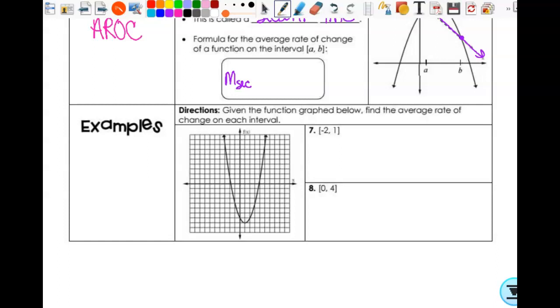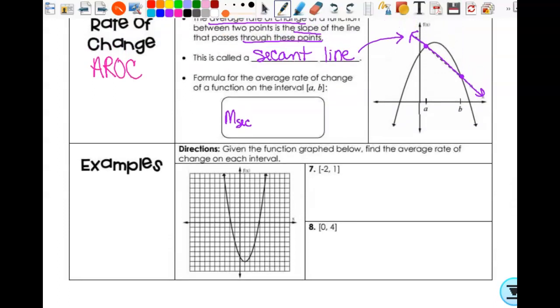Okay? And then remember, it's y2 minus y1. Well, if this is A, then the y value here is f of A. If this is B, then this y value is f of B. Would you agree with that? So this is really equal to f of B minus f of A over B minus A. Everybody good with that?